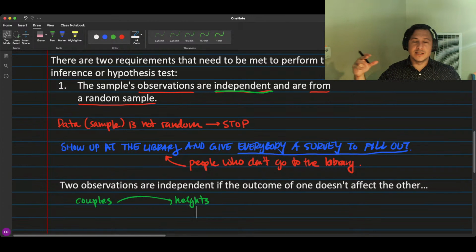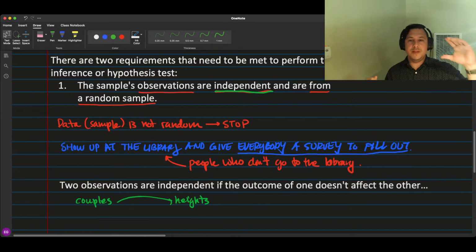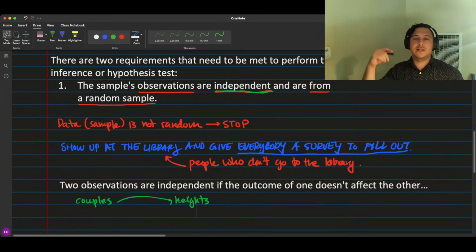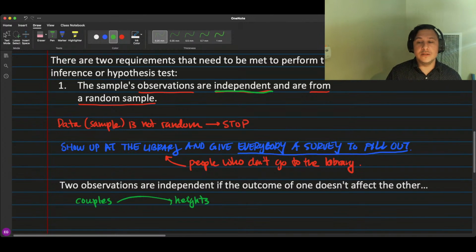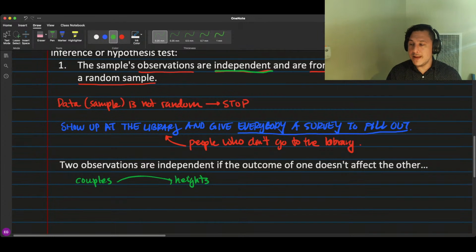Some people have a thing for it, like very tall men and very short women or whatever. But a very tall person is much more likely to also marry a very tall person. Yeah, so if you have a very tall man, you're more likely to see a very tall woman. So if you look at the male and female from a couple, their heights are not independent.